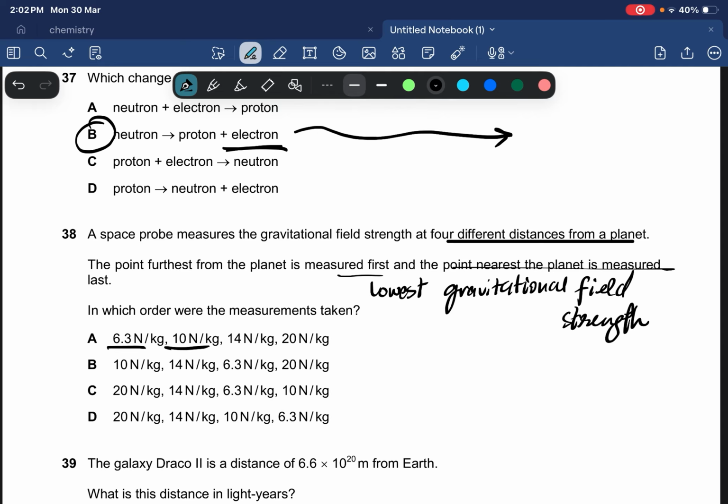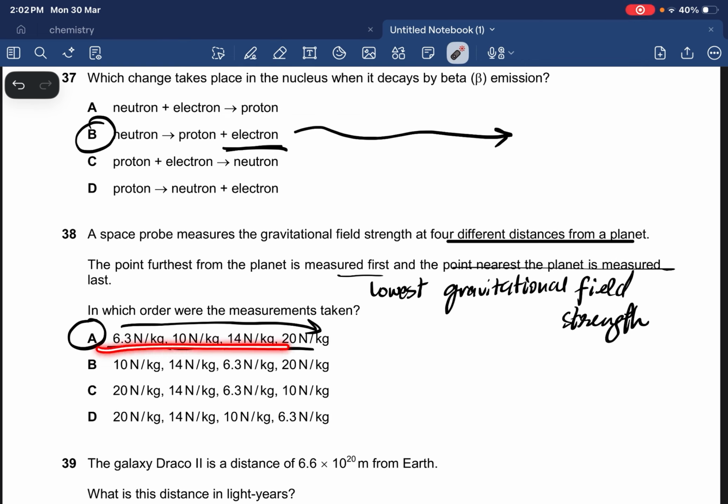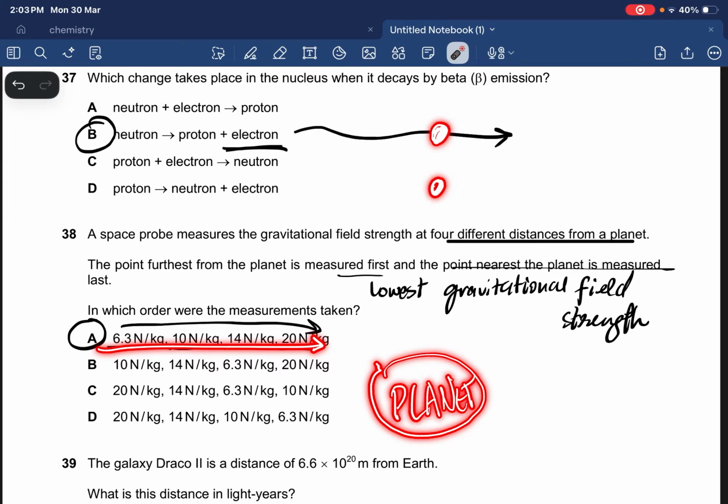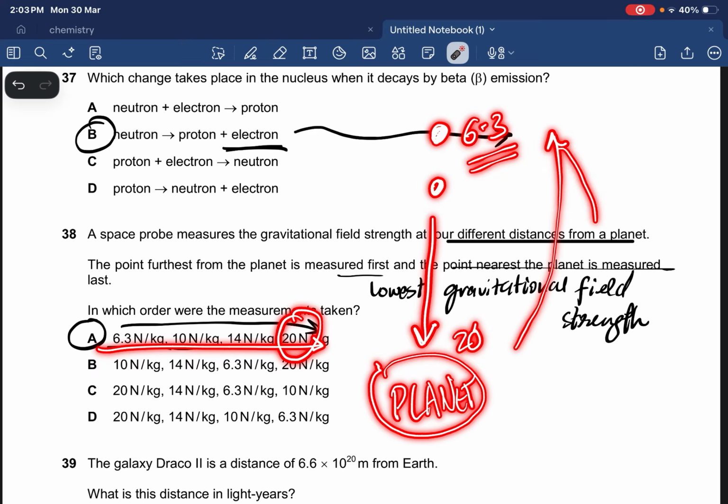So this is increasing order. So this is going to be correct. Why? Because look, over here it's decreasing, it should decrease. Over here it's increasing, it should increase, because from here the gravity is going to be less. But when you move closer, this is your planet. So the closer you move to the planet, at the surface it's going to be 20, but at the very top it's going to be 6.3. So the farther you go it decreases, the closer you come to the planet it increases.